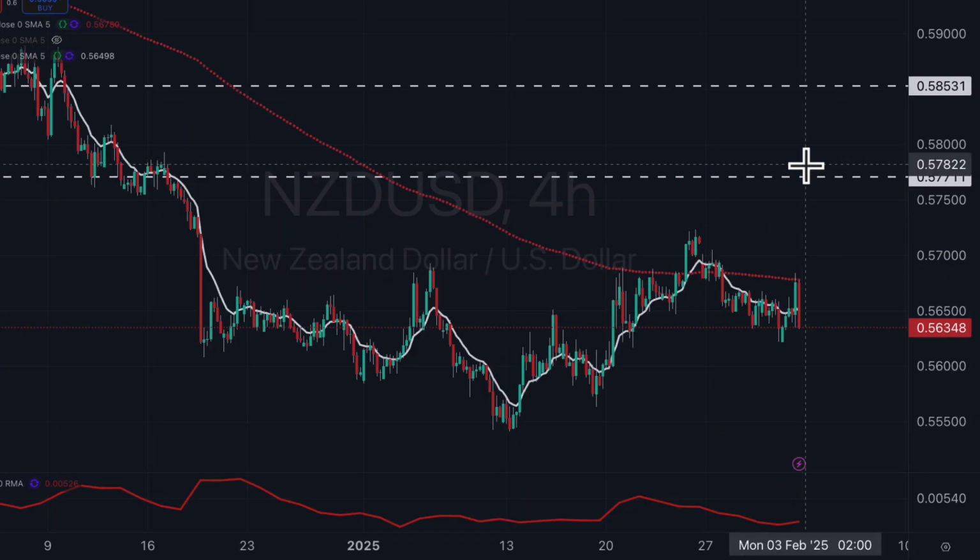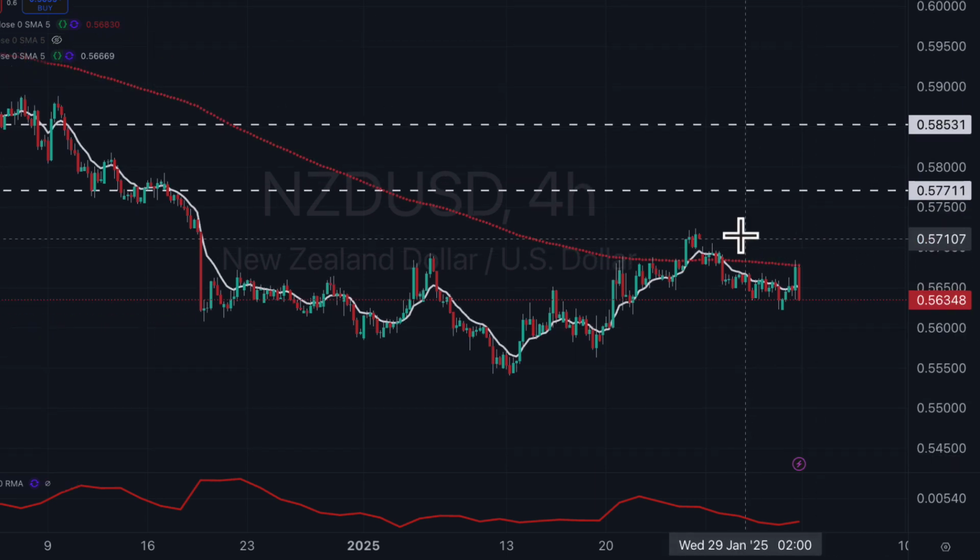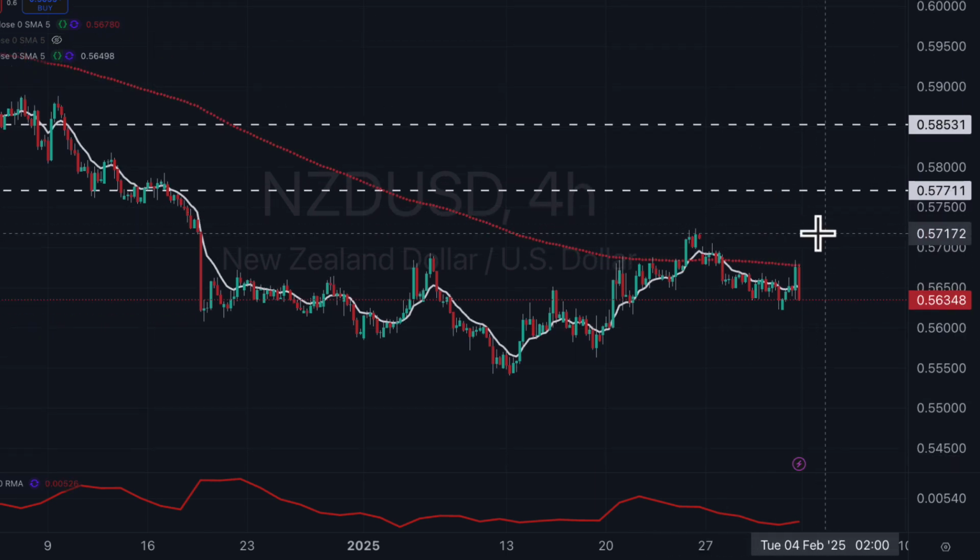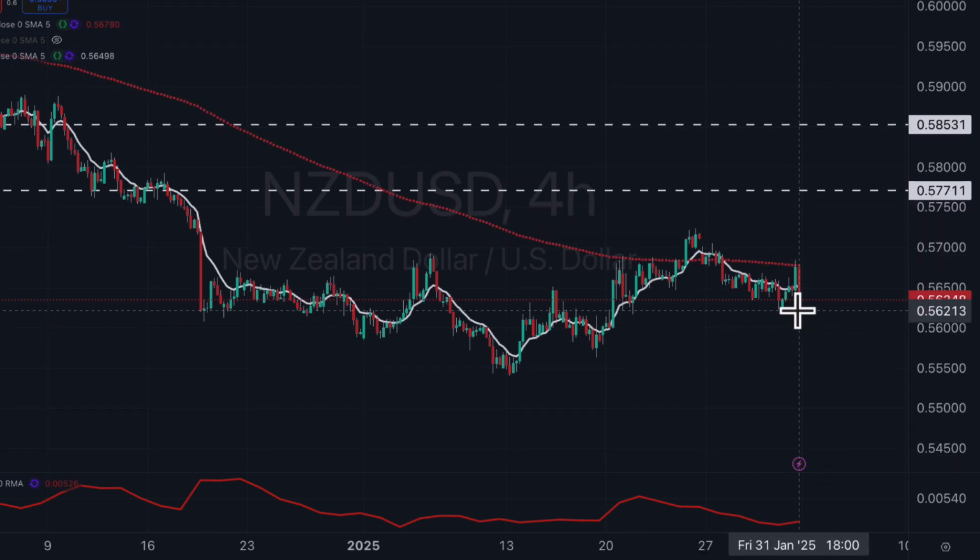The New Zealand dollar didn't quite get back to the levels that we were looking at for an entry. So from that perspective, there wasn't anything to trade here. But going into next week, again, I'd be looking for breaks to the downside. So anything below 0.5622 would be a good indication for me that the markets are probably going to move lower.